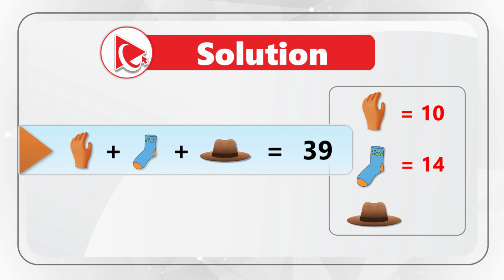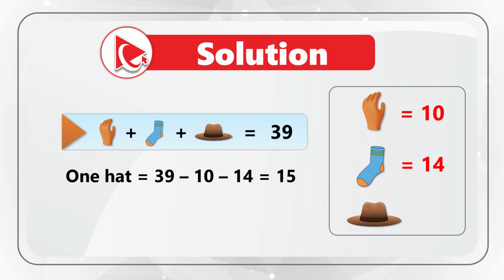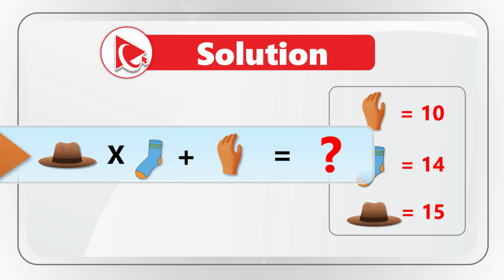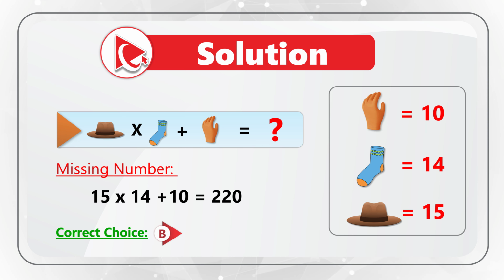Let's go to the third expression. 1 glove plus 1 sock plus 1 hat equals 39. We can calculate the value associated with hat. It equals 15 because 39 minus 10 minus 14 equals 15. Now we are ready to calculate the missing number. To do that, we need to multiply 15 by 14, which would be equal to 210, and add 10. This is the value of hat multiplied by sock plus the value of glove. So the correct answer here is choice B, 220.